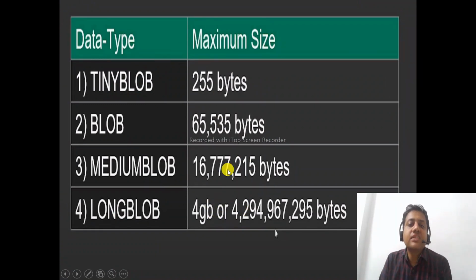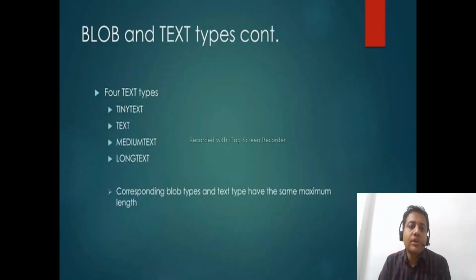So here is the range for each and every type of blob. Tiny blob 255 bytes, blob more than 65,000 bytes, medium blob more than 16 million bytes, and long blob will carry data of 4 GB and more. Now let's see text data types. These also contain various types of text. If you want to save any type of text, then we can use the text data type.